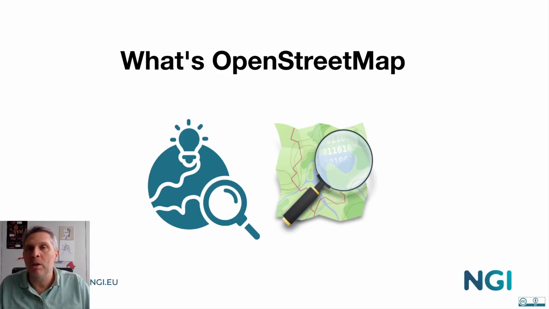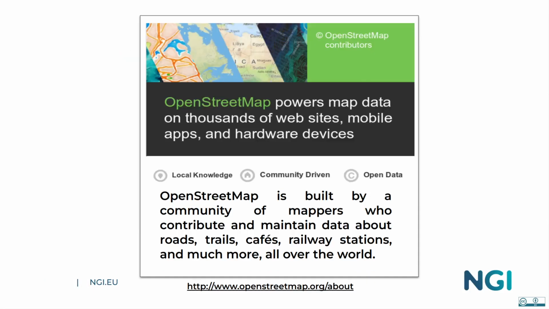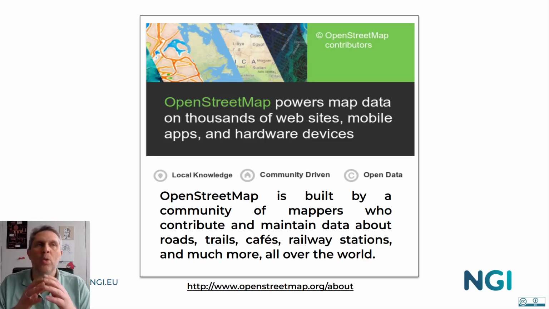To understand what is OpenStreetMap, you can go on the website www.openstreetmap.org, and from here you can see a map. There is a map, but it's not enough to understand what is OpenStreetMap. The best solution is if you go directly on the word about. If you go on the word about, you find this definition. This definition explains to you what is OpenStreetMap.